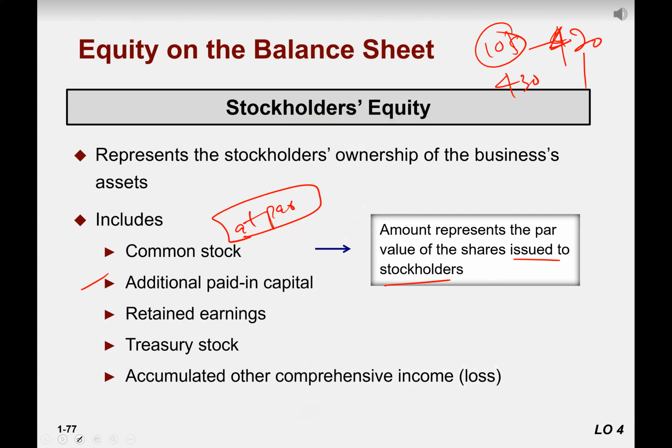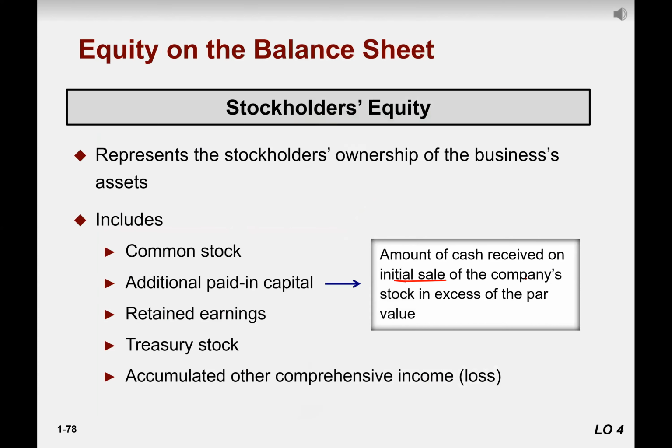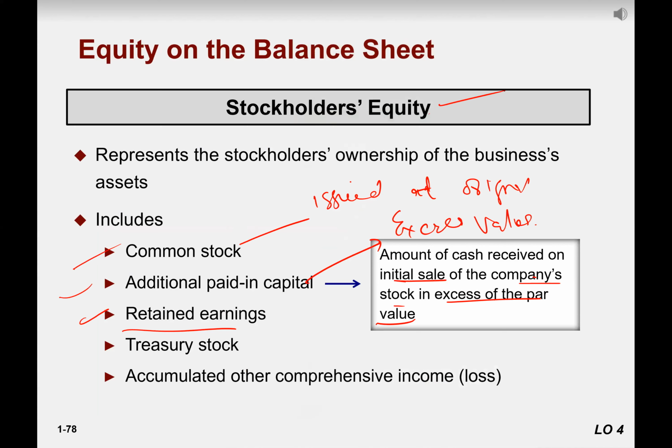Additional paid-in capital: the amount of cash received on initial sale of company stock in excess of par value, right? It's just the way you see how the company's original stock is selling in the market. So this is the stock issued at original value, and this is what you get in excess, or excess value. That's it, right? Retained earnings, we already talked about that, belongs to stockholder equity.